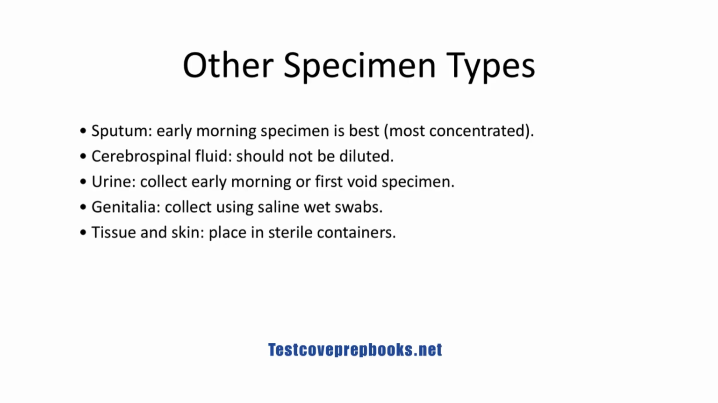Other specimens also play an important role. Sputum should be collected in the early morning when it is most concentrated. Cerebrospinal fluid must not be diluted. Urine is best when collected as the first void or early morning sample. Genital specimens should be collected using saline-moistened swabs. Tissue and skin specimens should be placed in sterile containers to prevent contamination.